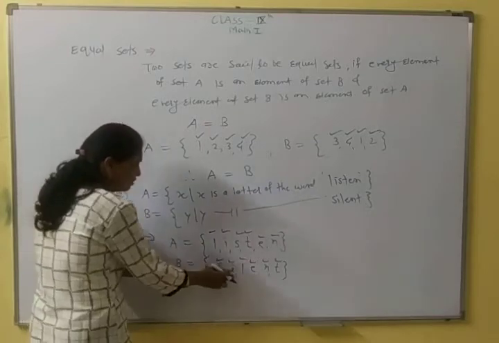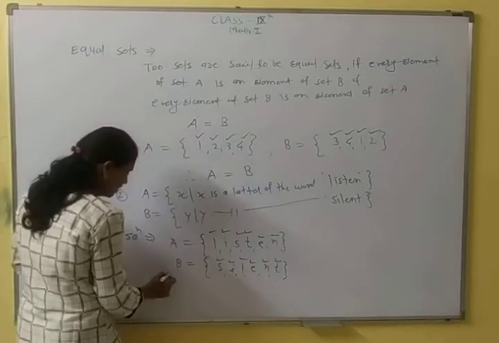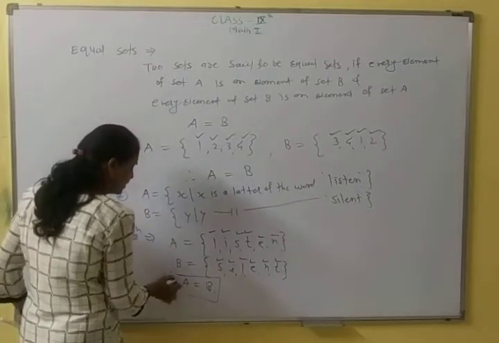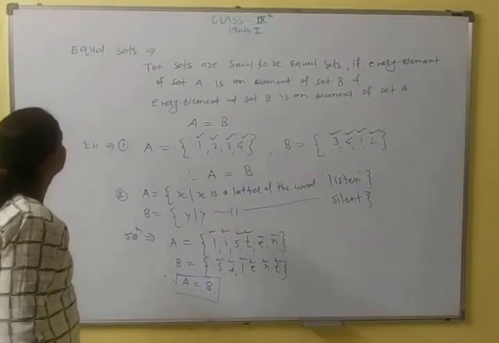Therefore, all the elements of set B is also an element of set A. Therefore, set A equal to set B. Both sets are equal. Okay.